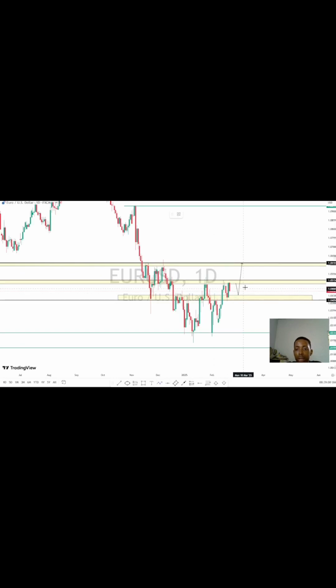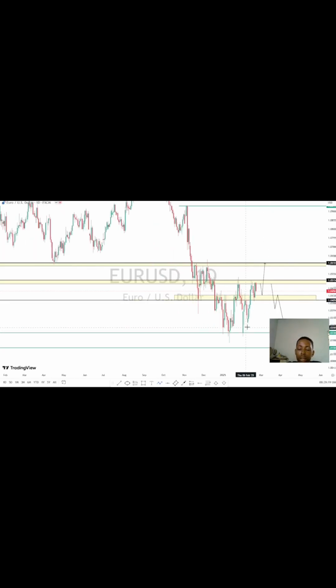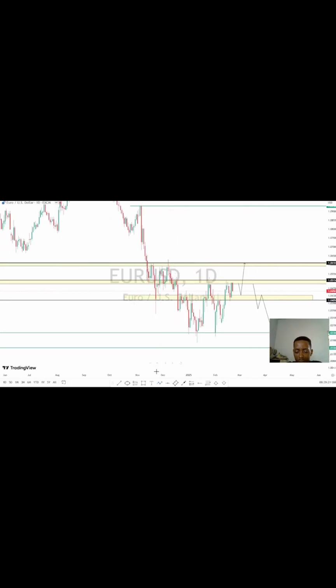But in a scenario where this doesn't work, then I'll be waiting for the market to at least do something like this, break this level, retest under this structure, and we keep on heading to the downside. So this is what I'll be expecting for the market. I think there's a level here, we pushed here, we push here, and we keep on heading down.